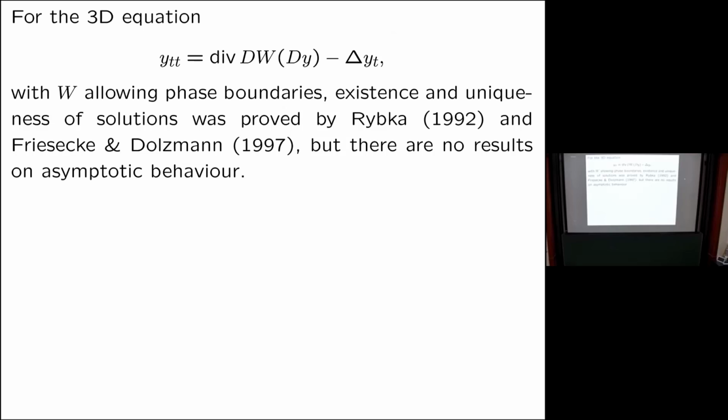Now, what happens if you go to 3D? So here's the corresponding equation. Here we've got inertia, and now I've taken the simplest possible viscoelastic term, minus Laplacian of y_t. Existence and uniqueness of solutions is proved by Ribke and then Frieseker and Dulzmann, but there are no results on asymptotic behavior for this equation.